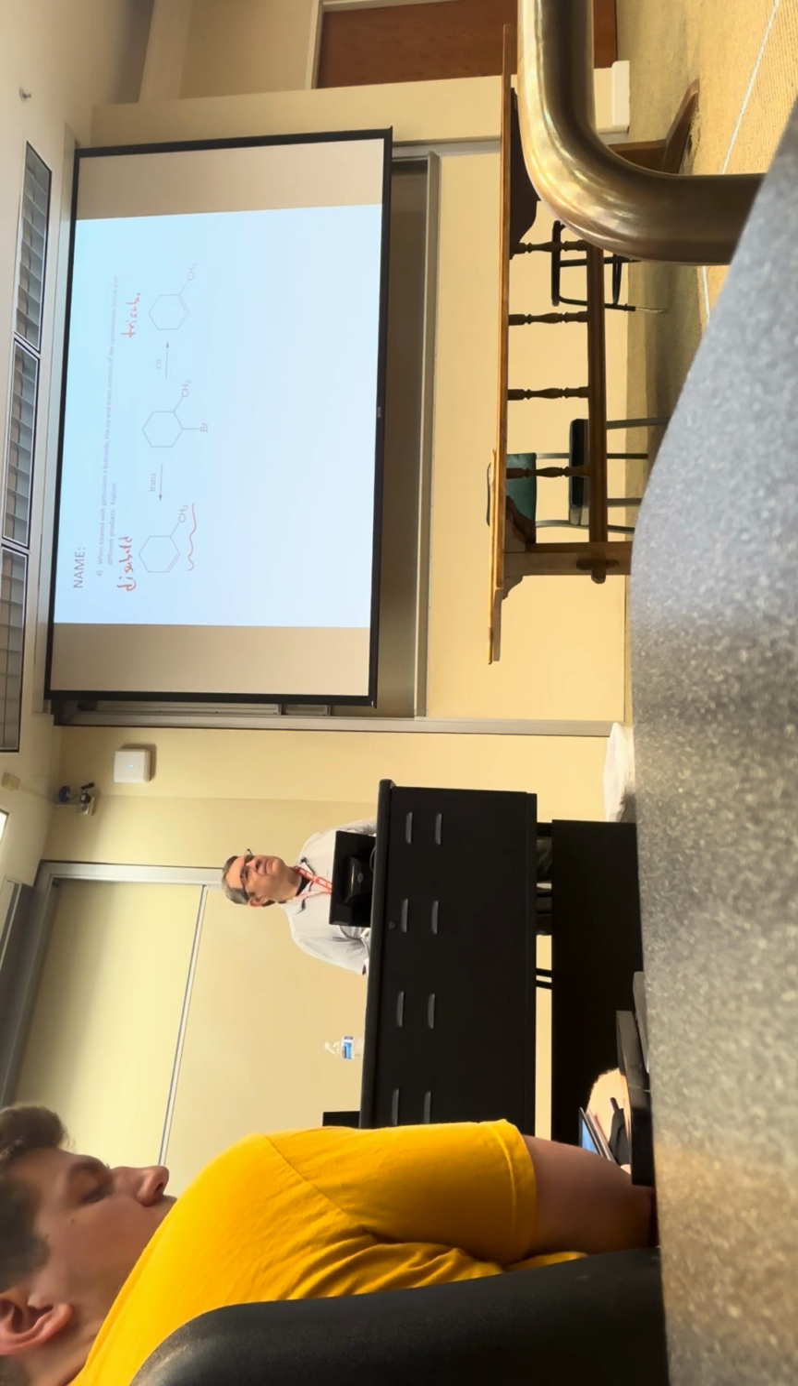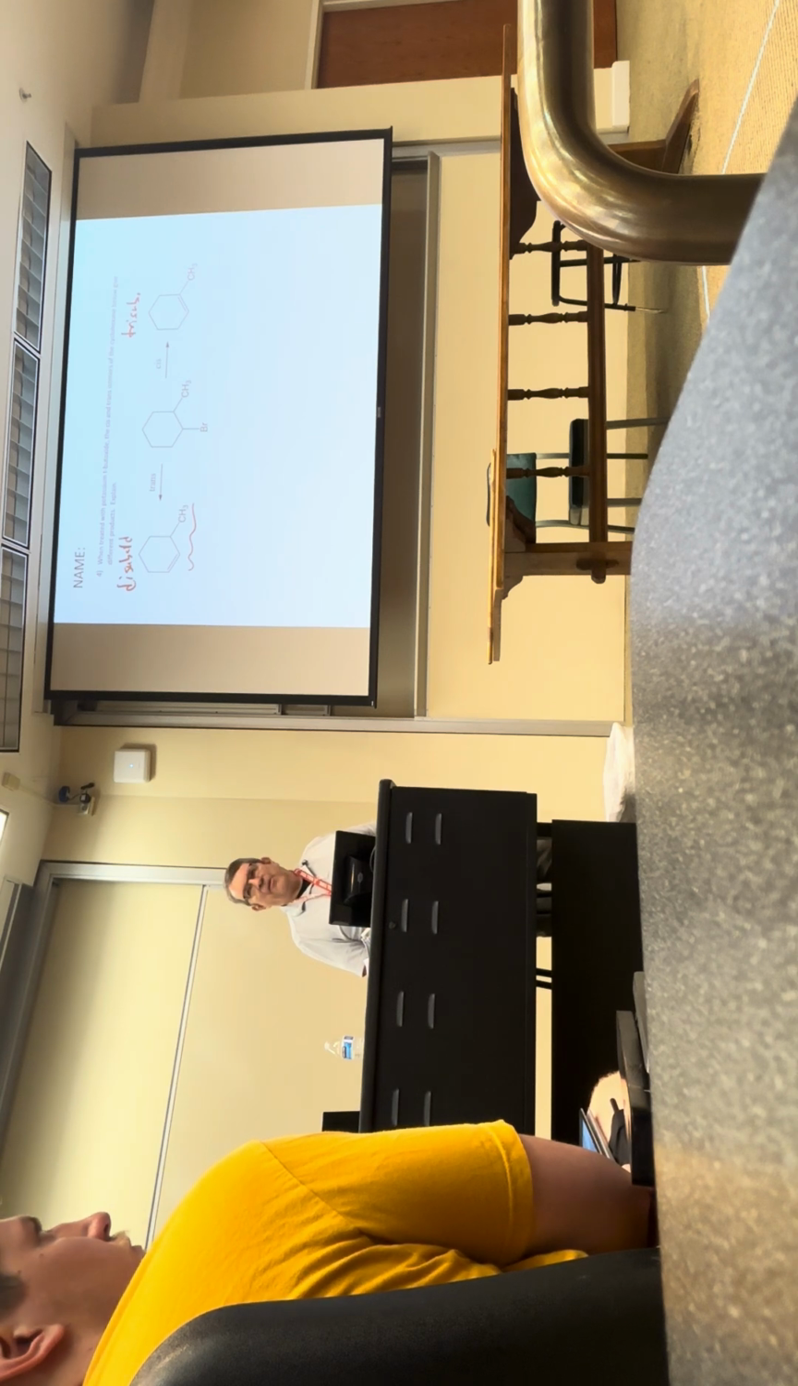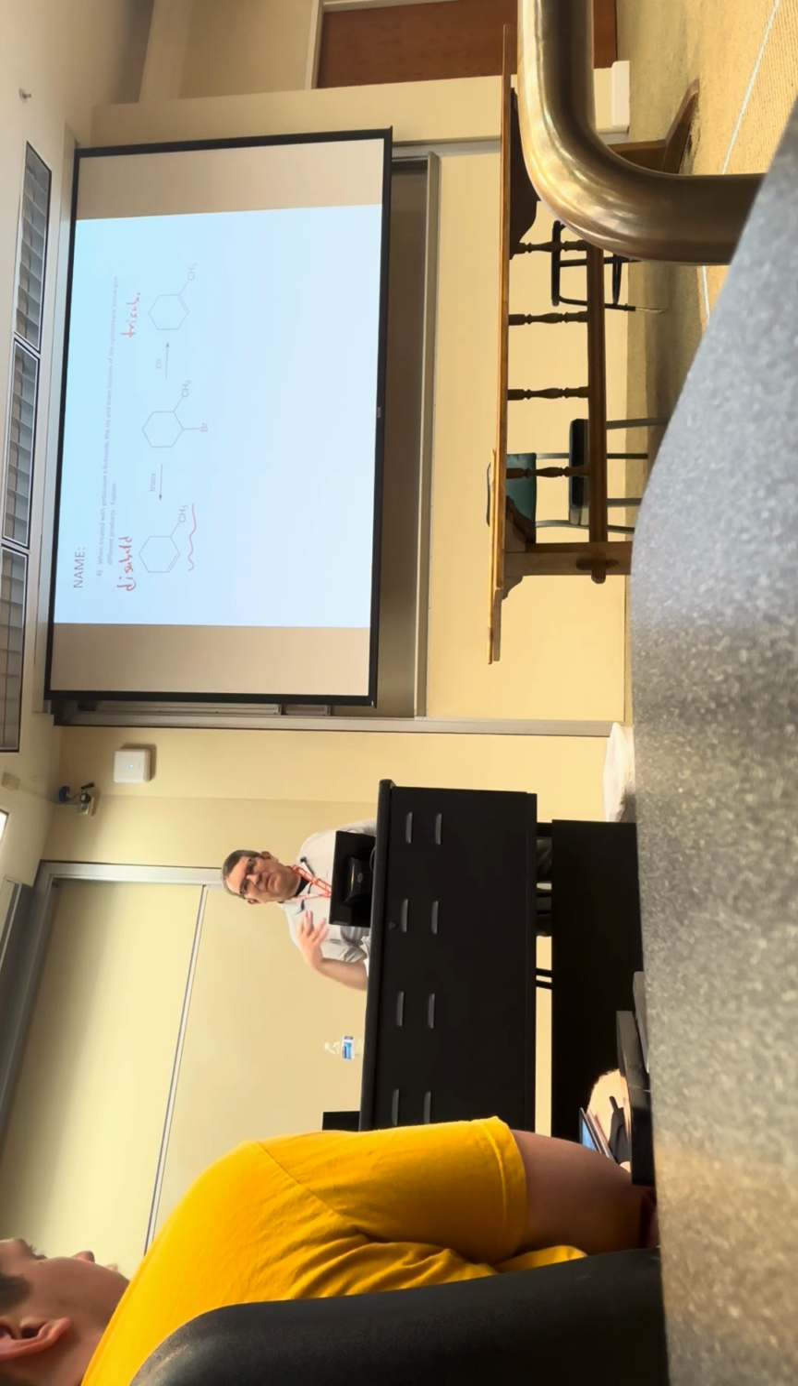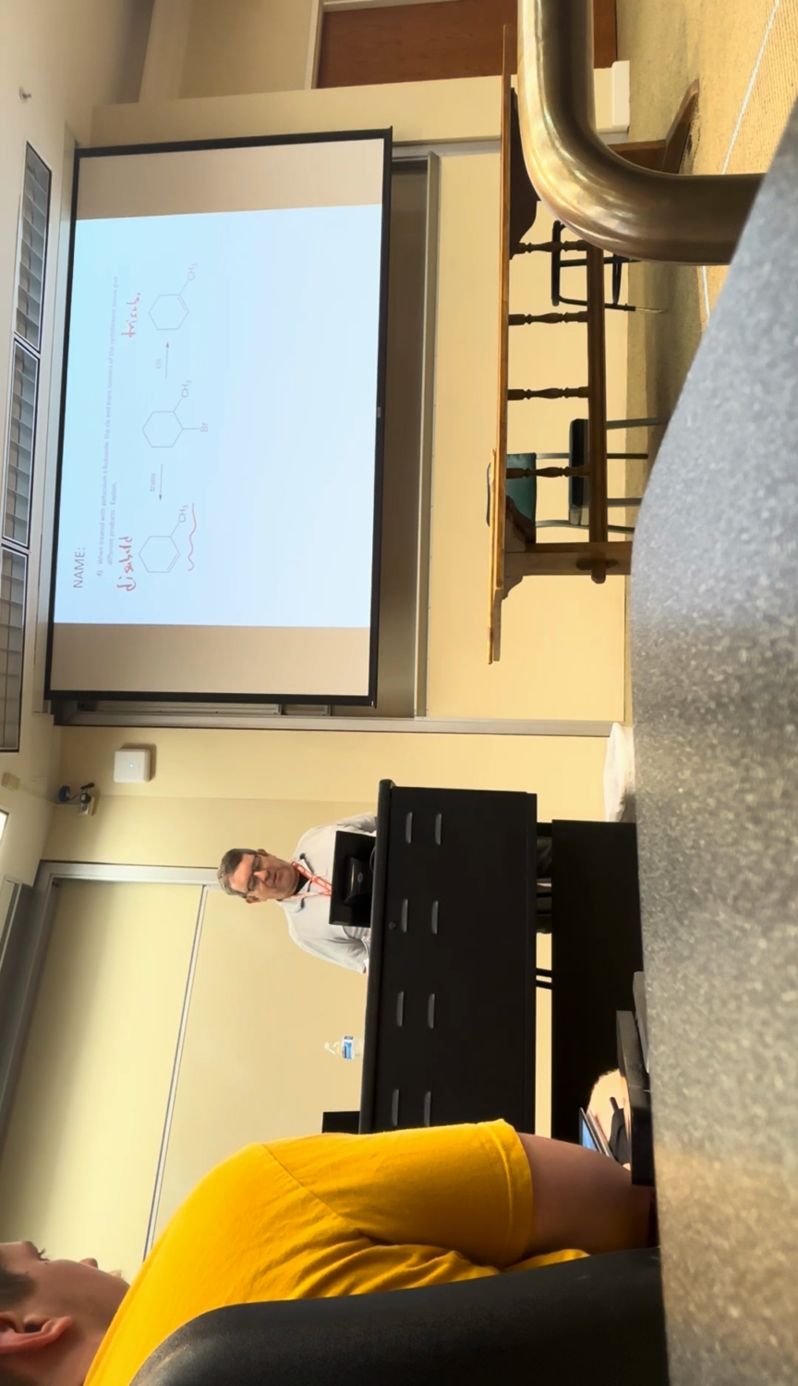So if everything was free to rotate, it would give you the one on the right. You would expect the Zaitsev product. And the cis isomer gives you that. The trans isomer gives you something different. That fact and the fact that you have a 6-membered ring involved here means you need to look at the chairs.